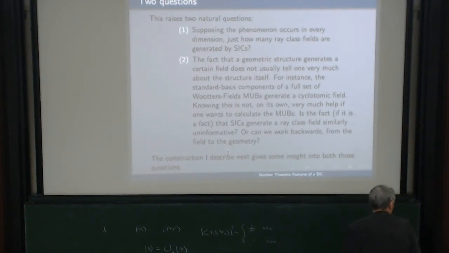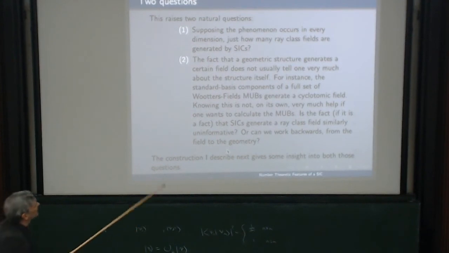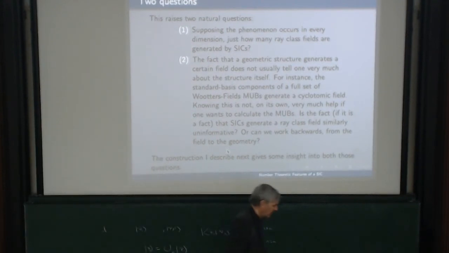So this raises two natural questions. The first is, just how many ray class fields do you get this way from the SIC? Well, I'm guessing you might have maybe one for each dimension. The second: knowing the field doesn't really tell you very much about the geometric structure. That's certainly the case with MUBs, for instance, mutually unbiased bases, which in fact generate a cyclotomic field, and knowing that is absolutely no help at all in what to calculate. So is that the same here? Can we work backwards in some way from the field to the geometry? I'm going to say a very cautious sort of semi yes to that last question. It tells you a lot more than you'd expect, or than I would.